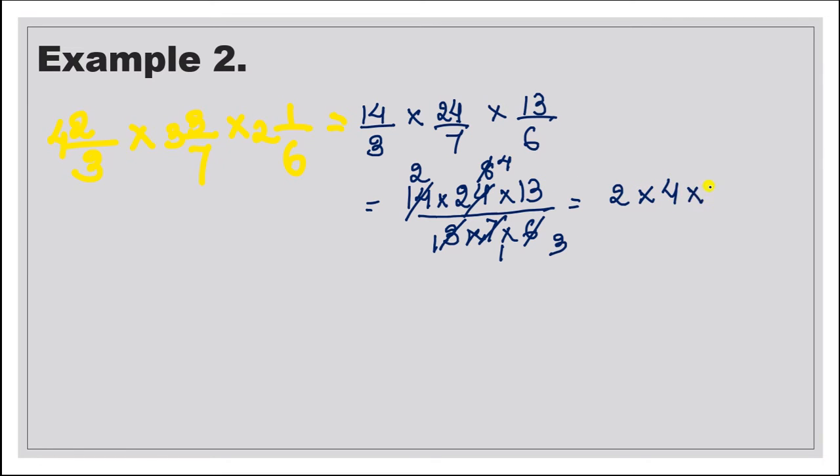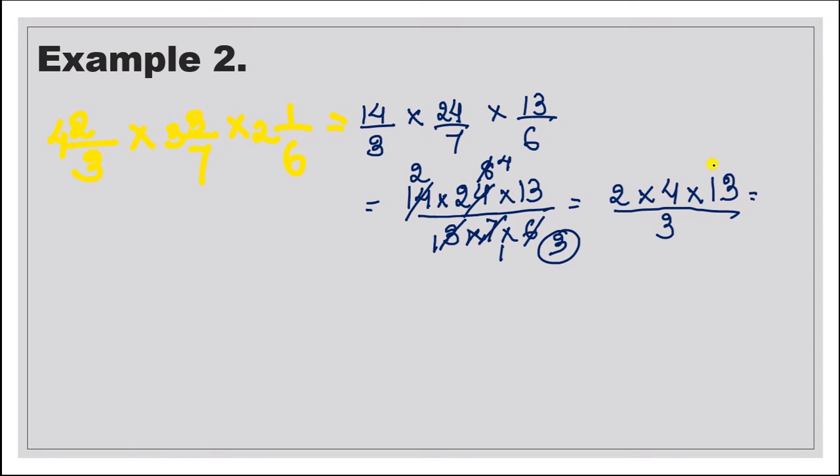2 into 4 into 13 by 3. Because there is only one number 3, 1 into 1, 1 into 3. Right? So let us write here 3. Now we will multiply them. Right? 2 into 4, 8.